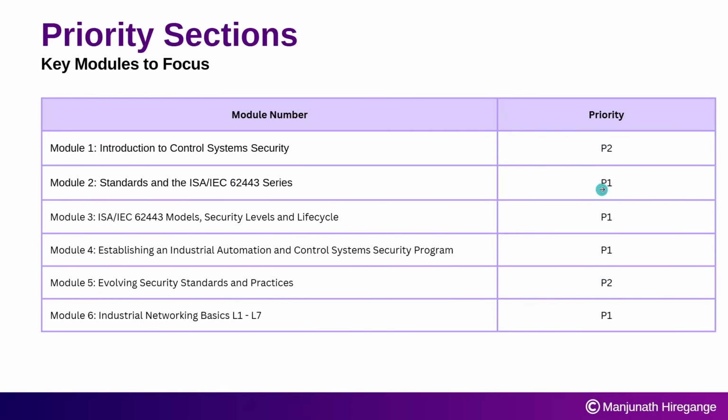P1 modules are the ones I recommend you focus on the most. Maybe you can expect some trickier questions or ones that require a deeper understanding of the key concepts. P2 modules are also important, but maybe a bit easier to grasp, especially if you have already worked on 62443 implementations. And P3 modules are still essential, but you might not need to spend as much time revising them compared to P1 and P2.